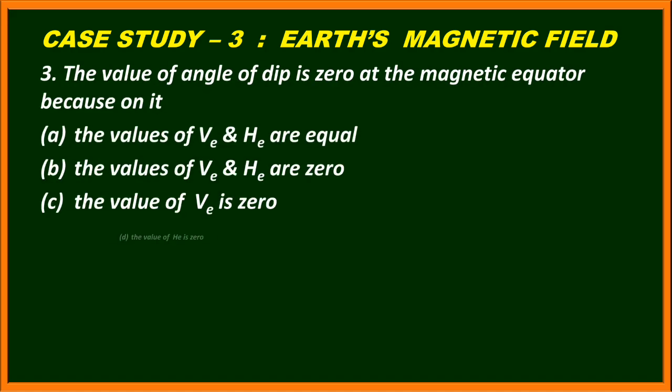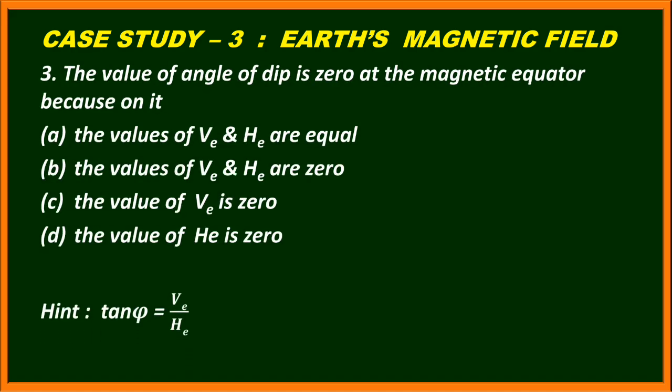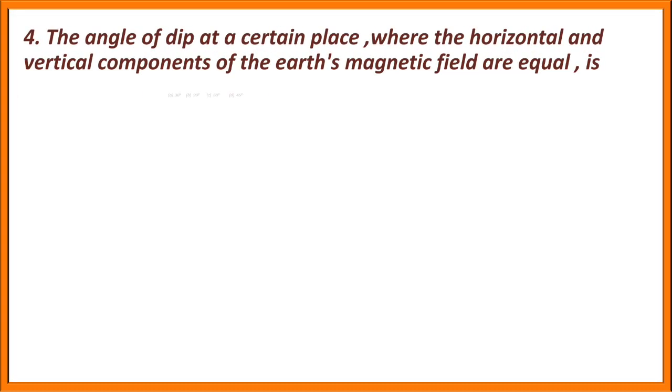Now question 3. The value of angle of dip is 0 at the magnetic equator because on it the values of V and HE are equal, the value of V is 0, or the value of HE is 0. We know that tan phi equals V by HE. So here your correct answer will be option C. The value of V is 0.